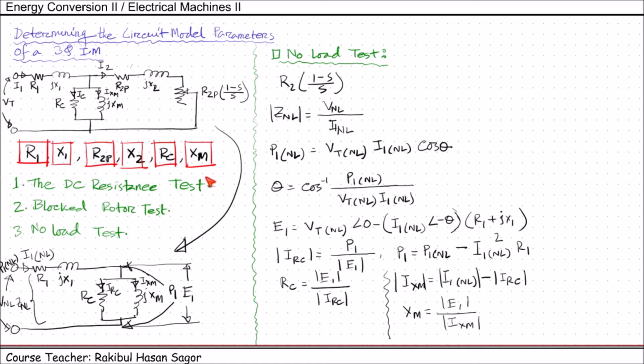Hence, by applying 3 different tests, we can get the value of R1, X1, R2P, X2, RC, and XM. This is how we can determine the circuit model parameters of a 3-phase induction motor. Based on this theory, you'll have to perform a lab when the lab session will be opened.